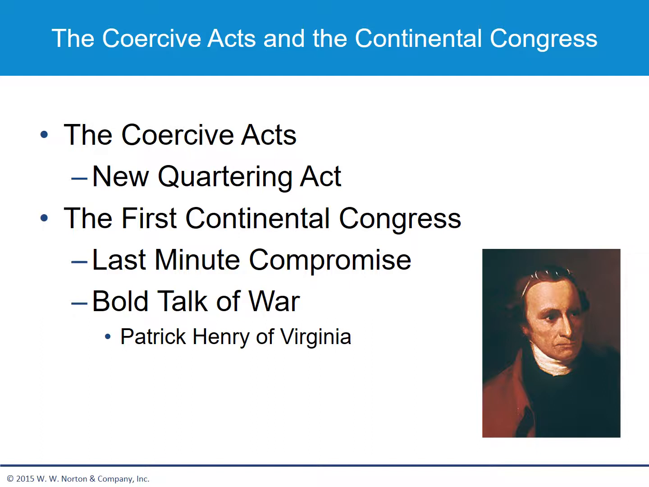But we see by the time we get to the First Continental Congress that some of the major revolutionary leaders are beginning to emerge. Patrick Henry of Virginia, this is when he gives his very famous speech where he says, "I don't know what course others may take, but as for me, give me liberty or give me death." We'll also see individuals like Samuel Adams, John Hancock. They're going to be very involved in the First Continental Congress.